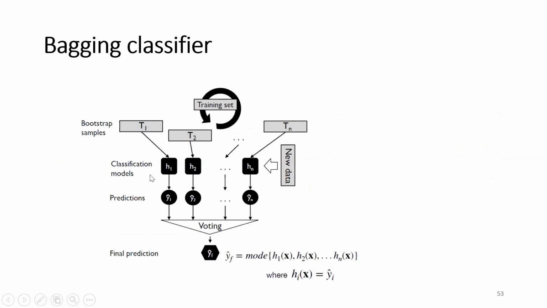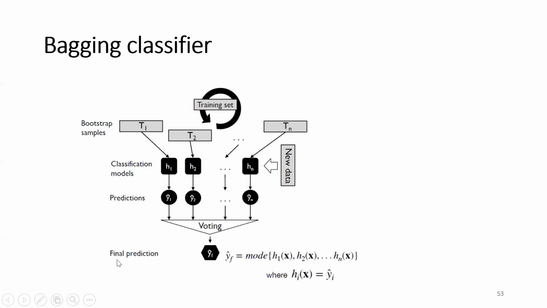And then you have the classifiers such as H1, H2, dot, dot, dot, Hn, nothing but the classification models. You start training the models on these bootstrap samples T1, T2, dot, dot, dot, Tn. And what I can expect from this is the predictions from these models, such as Y1 hat, Y2 hat, dot, dot, dot, Yn hat. So these are the different predictions you can expect from the different base classifiers trained on different bootstrap samples. And finally, guys, we adopt majority voting.